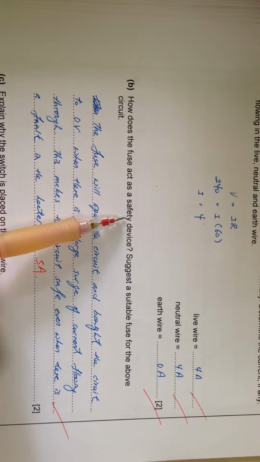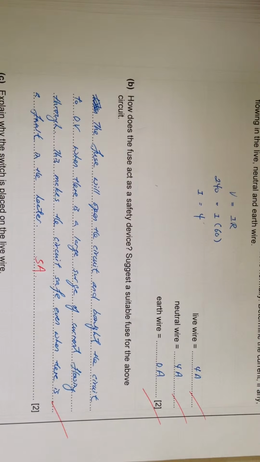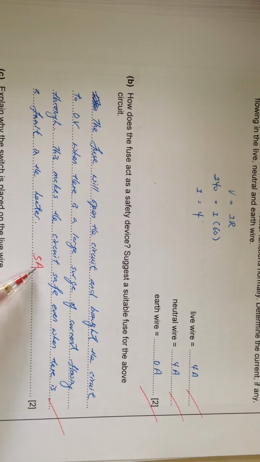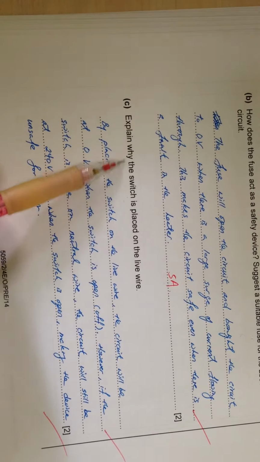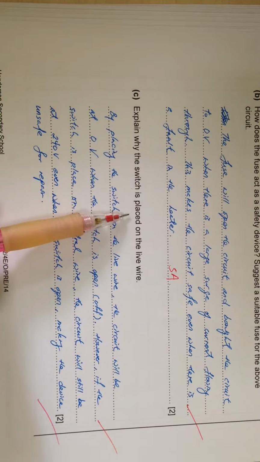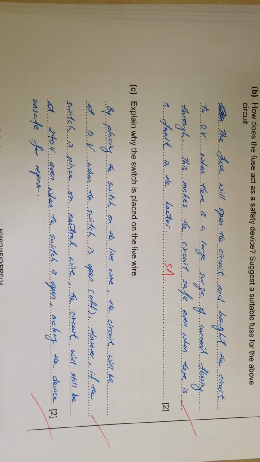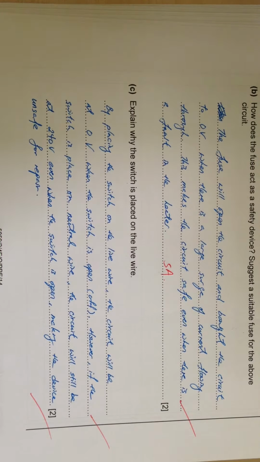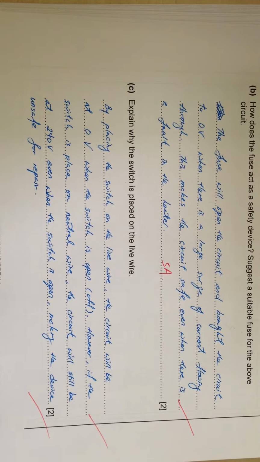So how does a fuse act as a safety device? Refer to the book. Suggest a suitable fuse. Because it's 4 ampere, you need to select a fuse that is slightly higher. Okay. Explain why the switch is placed on the live wire. It is placed on the live wire because the live wire is at a high potential. So by placing the switch on the live wire, the circuit will be at 0 V if the switch is off. Okay, it's at 0 potential when the switch is off.